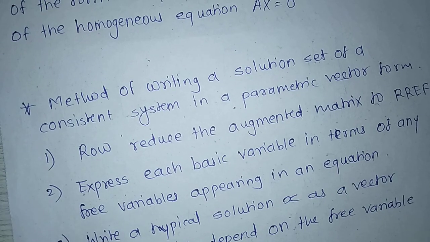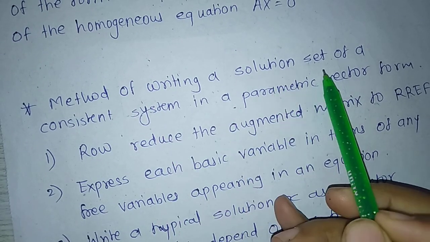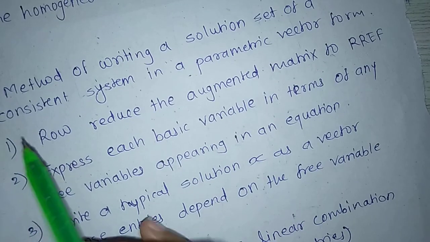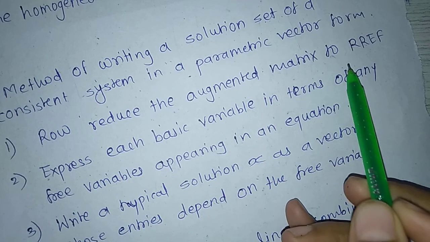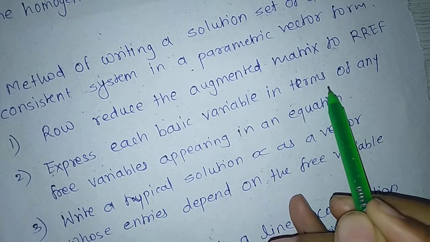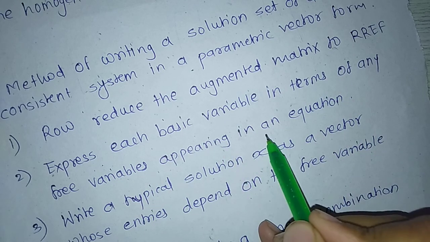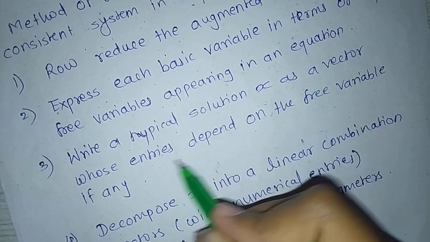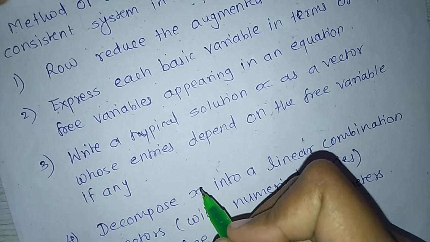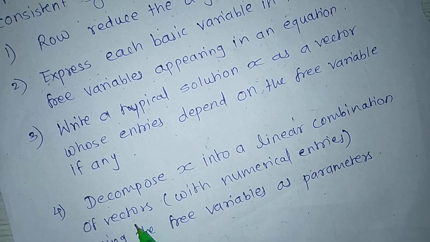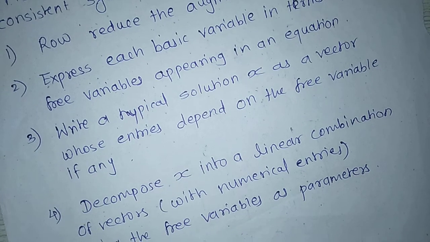Hello students, next point is the method of writing a solution set of a consistent system in parametric vector form. First, row reduce the augmented matrix to reduced row echelon form. Next, express each basic variable in terms of any free variables appearing in an equation. Next, write a typical solution x as a vector whose entries depend on the free variables, if any. Next, decompose x into a linear combination of vectors with numerical entries using the free variables as parameters.